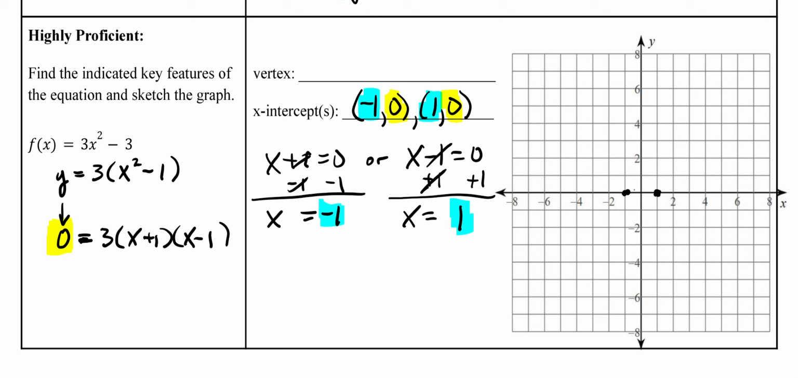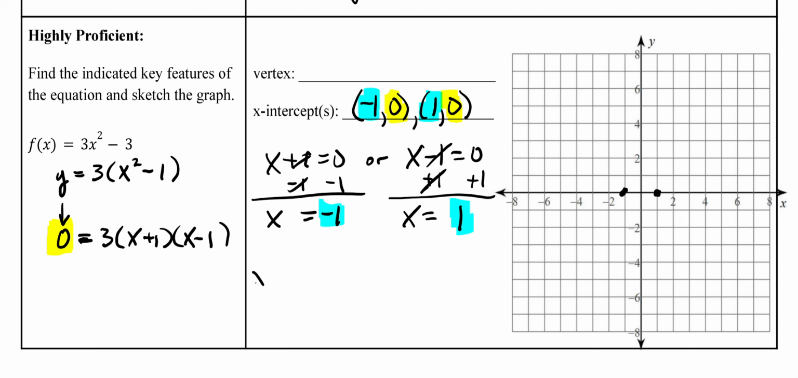My vertex is going to be on the axis of symmetry, which is halfway in between those two points. And since there's 1, 2, and half of 2 is 1, my axis of symmetry is just going to be the y-axis. So somewhere on the y-axis, this is going to be my vertex. And to find out where it goes, I'm just going to plug that value, x equals 0, into the original equation to find where is the vertex.